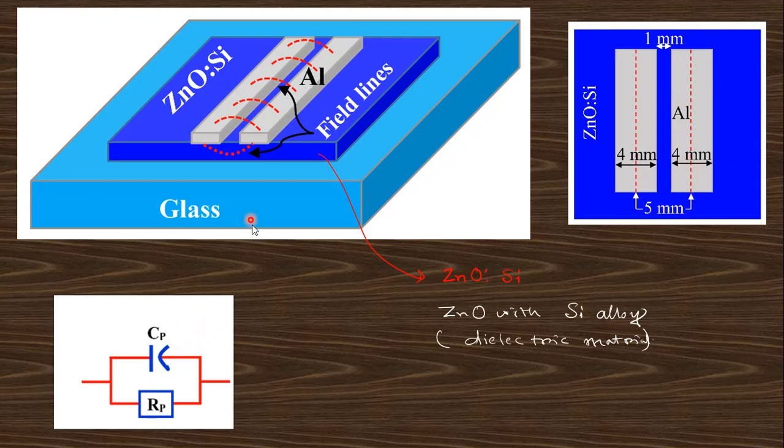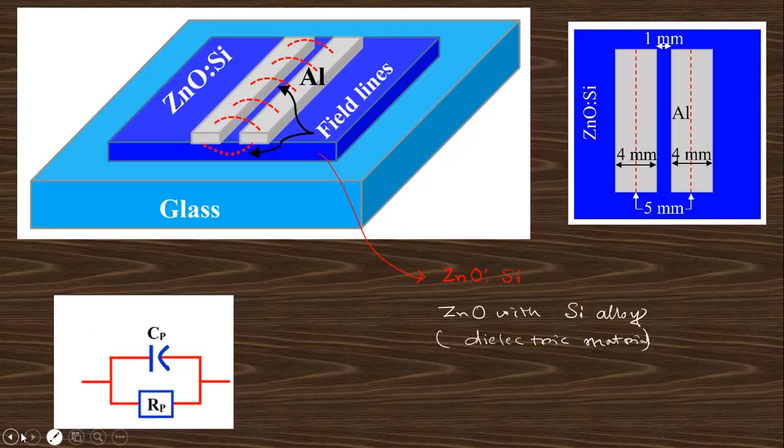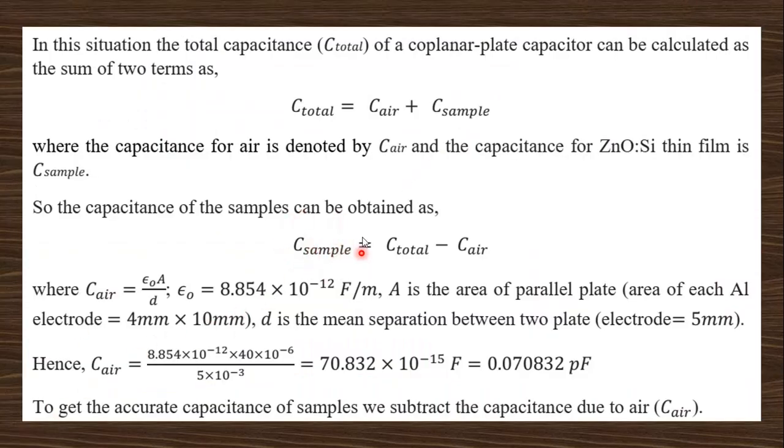Okay, so this can behave like a CR parallel. This behaves like a capacitor, with the resistance of this material. So the total C will be C air plus C sample, because they are a parallel connection, and so the sample capacitance will be the total C minus C air. Actually we measure the total C from this instrument, but we need to get the sample capacitance by subtracting this capacitance due to air.